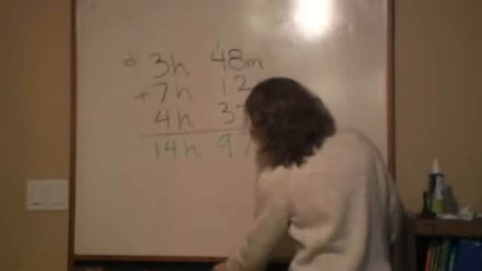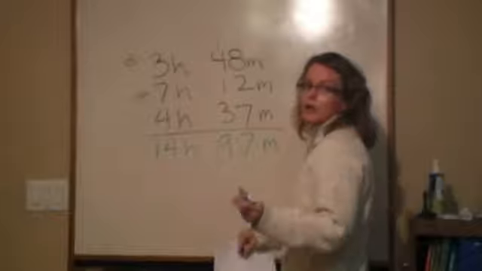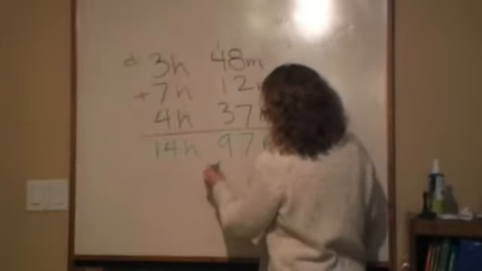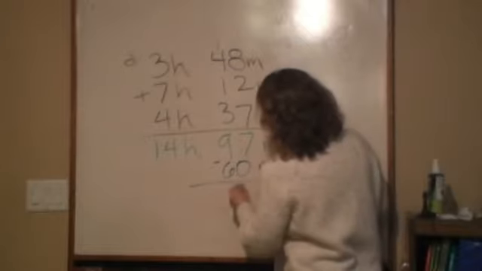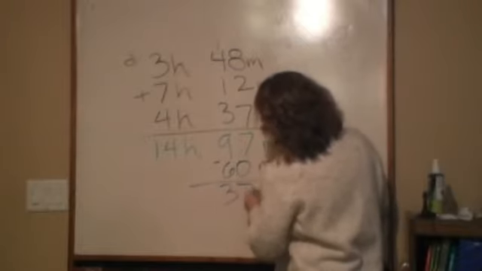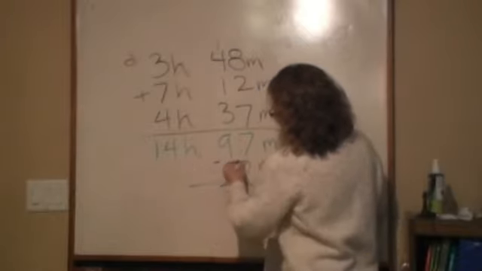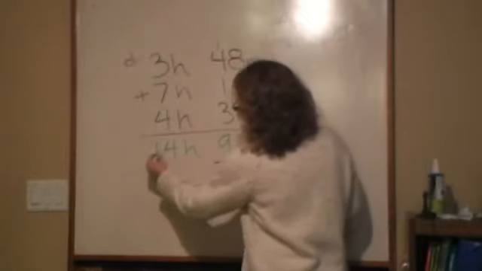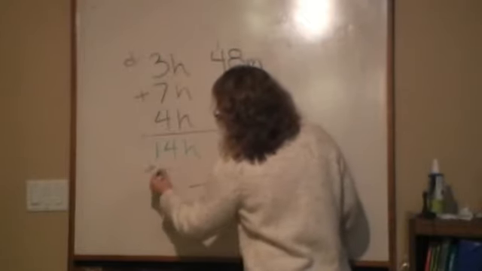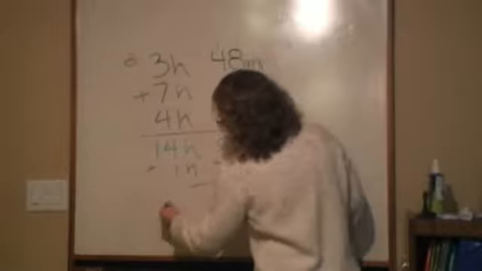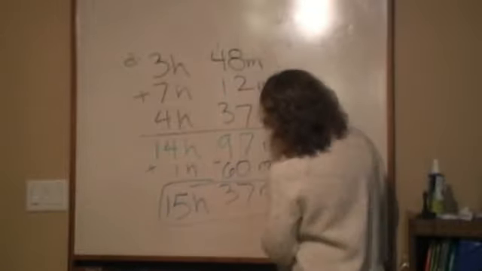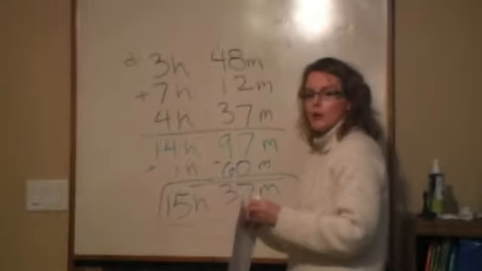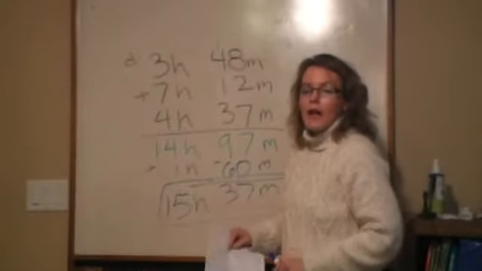So that is a correct answer. However, it's not how we usually write it. So let's take an hour away from here. 1 hour is 60 minutes. 7, 3. And we're going to move that hour over here. So we have to add 1 hour. That's going to be 15 hours and 37 minutes. That's how long that trip to Arizona took. And there you have it.